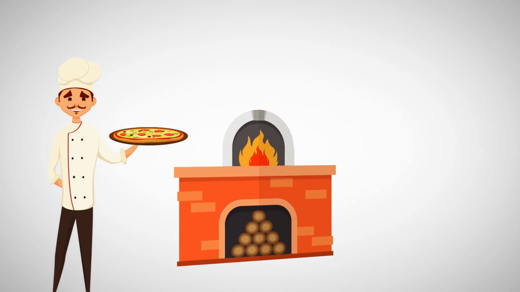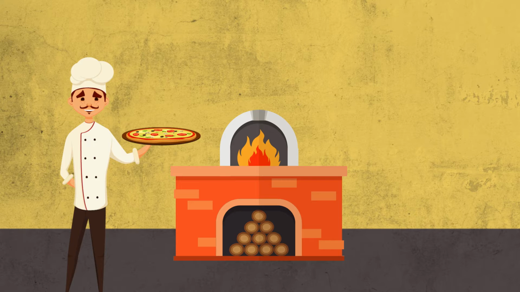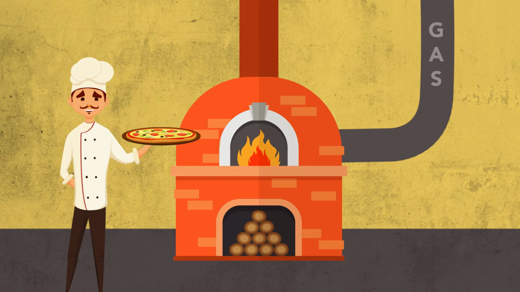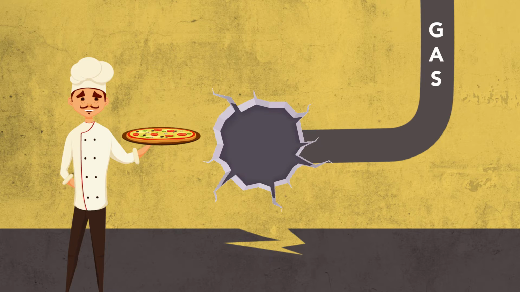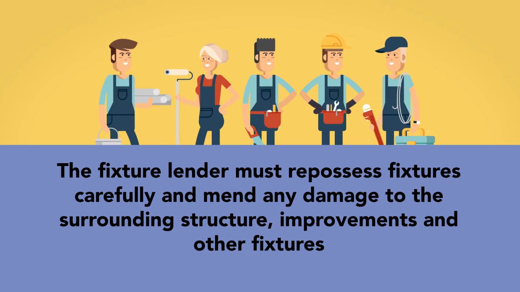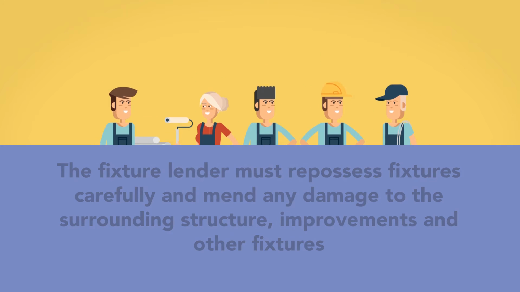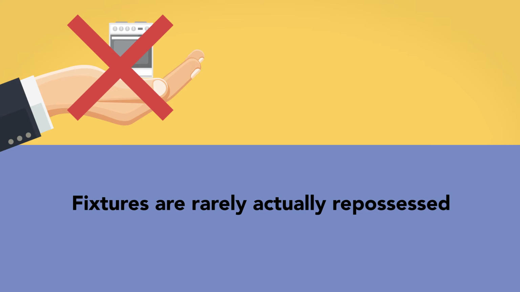A good example is a commercial oven. In a restaurant or bakery's kitchen, the oven may be mounted to the wall, even bricked in, and likely has a gas line connected to it. Haphazardly ripping out the oven could easily cause damage to the walls and floors of the kitchen, as well as to other nearby installations. If a professional plumber or pipe fitter is not utilized to safely cap the gas line, it could leak and lead to a fire or explosion. Therefore, the fixture lender must repossess fixtures carefully and mend any damage to the surrounding structure, improvements, and other fixtures. For this reason, fixtures are rarely actually repossessed.